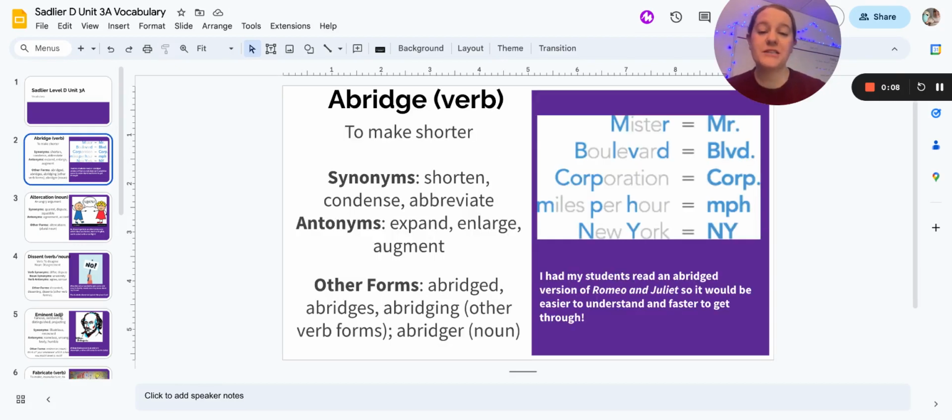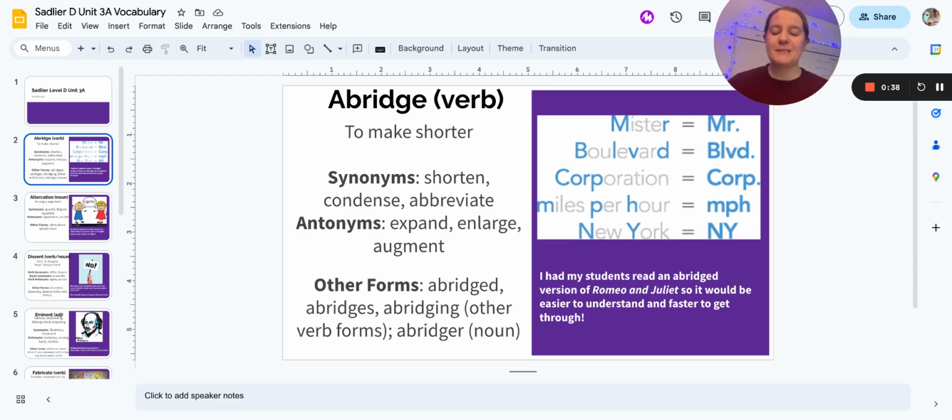So, our first word for this unit is abridge, which is a verb that means to make shorter. Your synonyms are shorten, condense, and abbreviate. So, you can abridge something. Usually, you think of it less literal, like you're not taking a piece of paper and abridging it by cutting it in half, but you can shorten the distance of something. You can shorten the length of a book. I think of a bridge because it would be a shorter drive if you could just take a bridge from one point to the other.